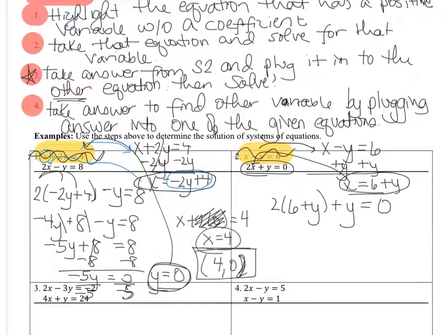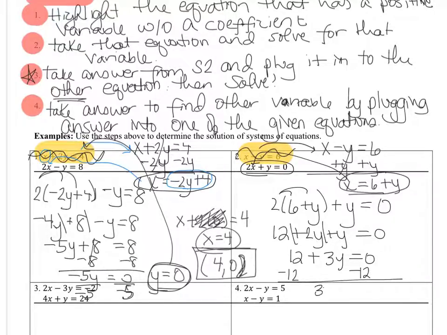So now what am I going to do? I'm going to solve. So what's the first thing I'm going to do to solve? Distribute. So I have 12 plus 2y plus y equals 0. I'm now going to draw my slashes and combine like terms. I have 12 plus 3y equals 0. Subtract 12 on both sides. So I have 3y equals negative 12. Divide by 3. So y equals negative 4.